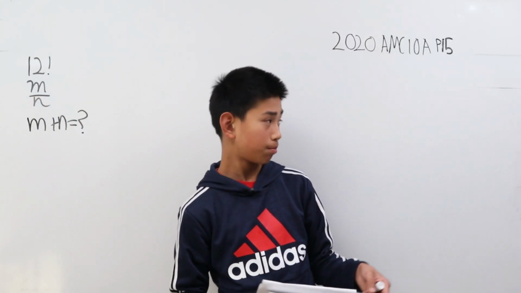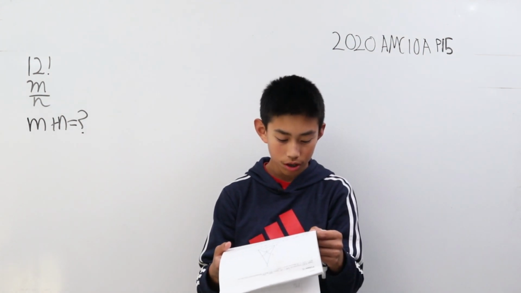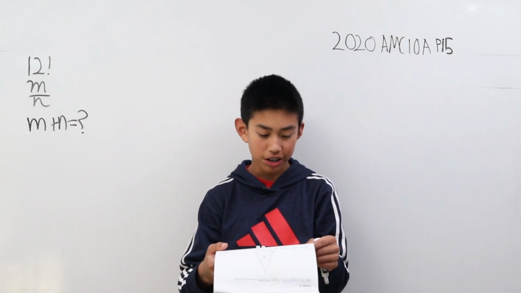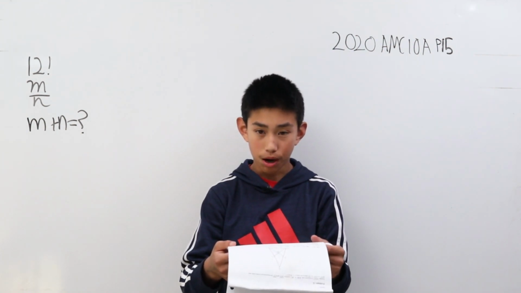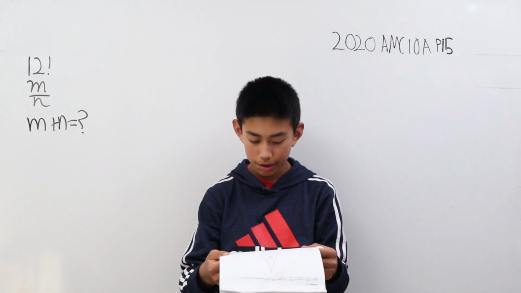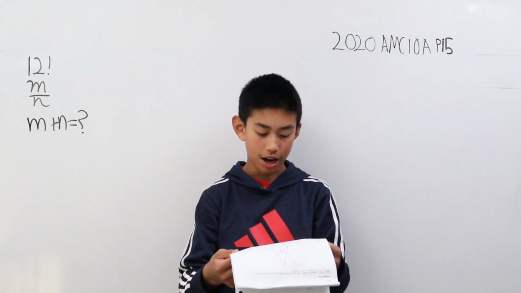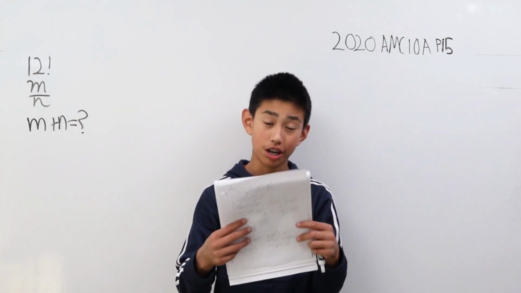Today, we're solving problem 15 from the AMC 10A from 2020. A positive integer divisor of 12 factorial is chosen at random. The probability that the divisor chosen is a perfect square can be expressed as m over n, where m and n are relatively prime positive integers. What is m plus n?